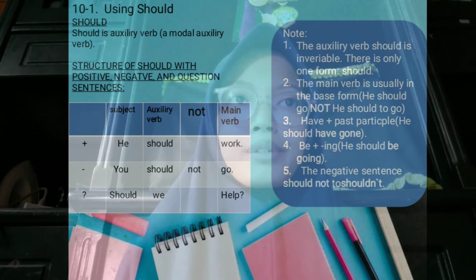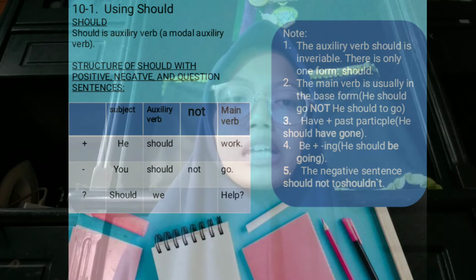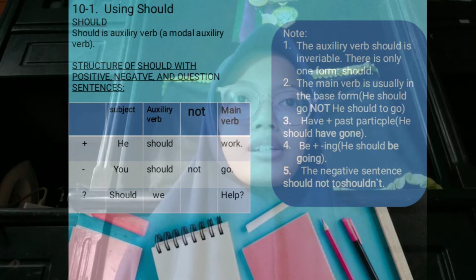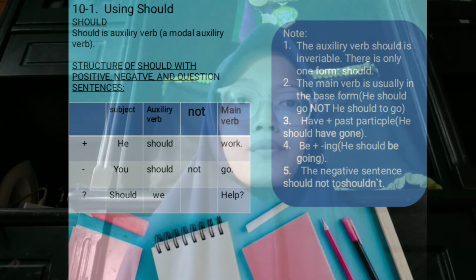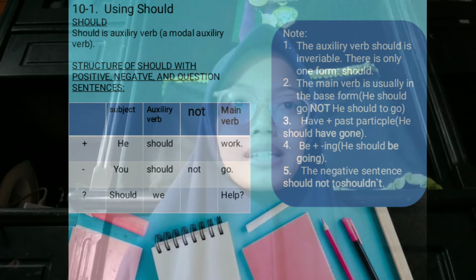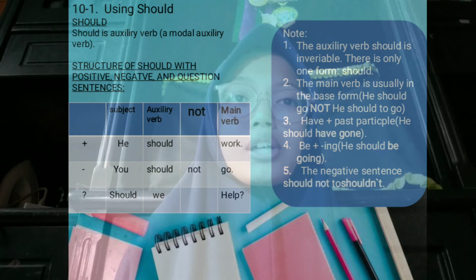Second, the main verb is usually in the base form. Example, he should go, not he should to go. Third, have plus past participle. Example, he should have gone. Fourth, be plus ing. Example, he should be going. Fifth, the negative sentence is should not, or shouldn't.